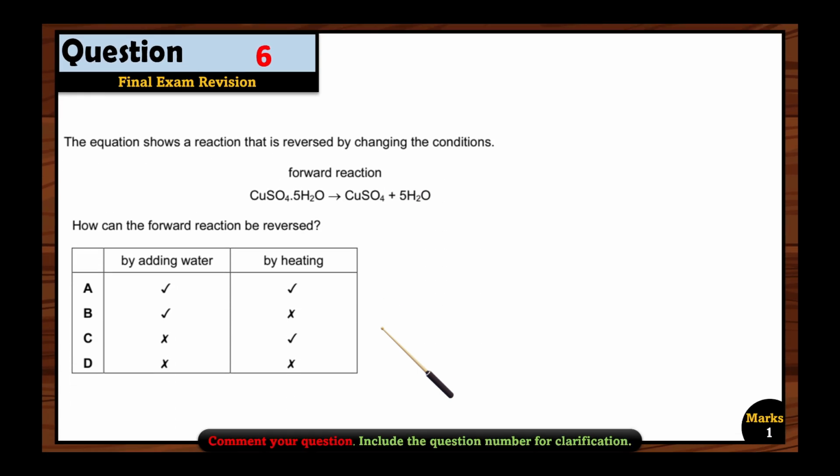Question 6. The equation shows a reaction that is reversed by changing the condition. How can the forward reaction be reversed? So this is our forward reaction, in which we have given the heat, because it was hydrated before and then it becomes anhydrous. So what can we do to reverse it? What we can do is add water to this anhydrous one.